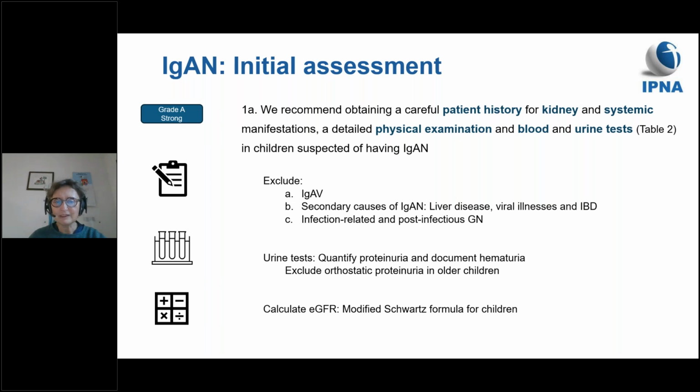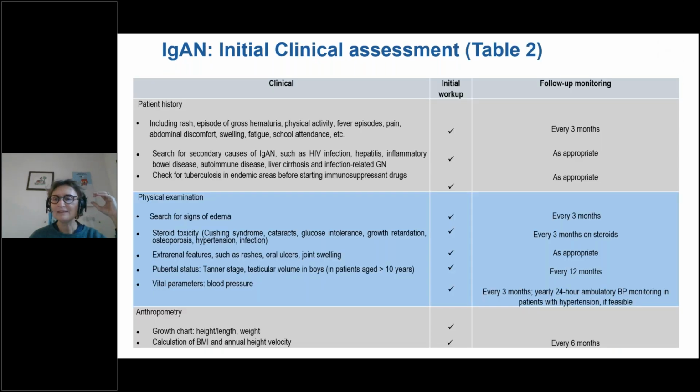In terms of urine tests, it's important to quantify proteinuria, to document hematuria, and also, in older children, to exclude orthostatic proteinuria. And it's also important to calculate the estimated GFR in the same way, using the modified Schwartz formula. So this is the table. There are 3 slides looking at the table of initial clinical assessments.